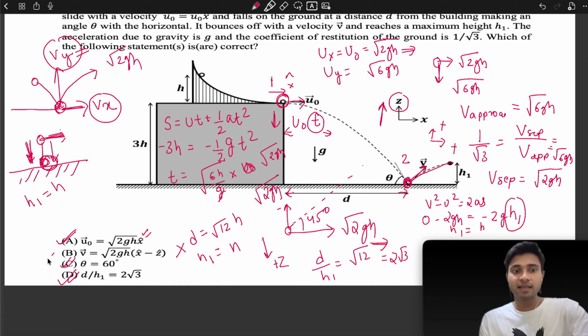So A, C, D are correct, B is not correct. Why? Because of this negative sign. If it could have been positive, all the options would have been correct.